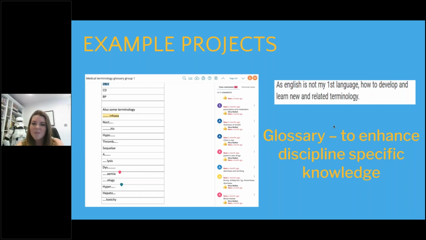Working in pharmacy, a knowledge of medical terminology is really important, and it can also cause quite a lot of obstacles if students aren't familiar with some of the terminology that we will use.